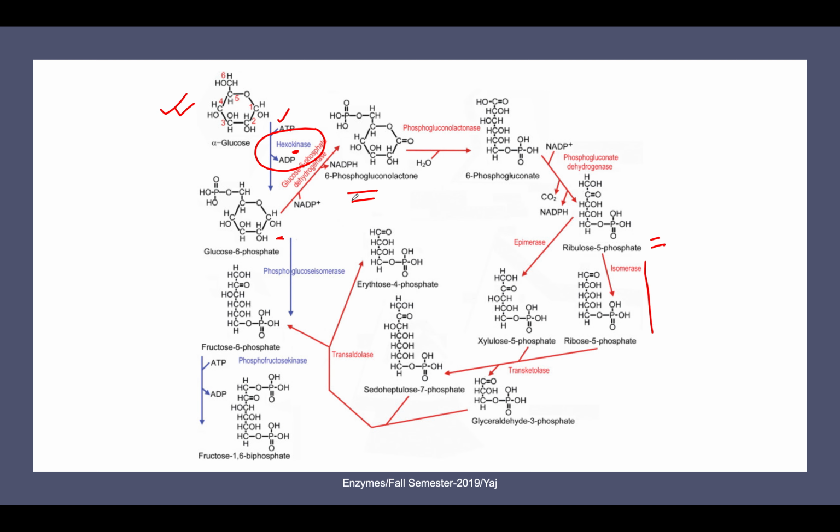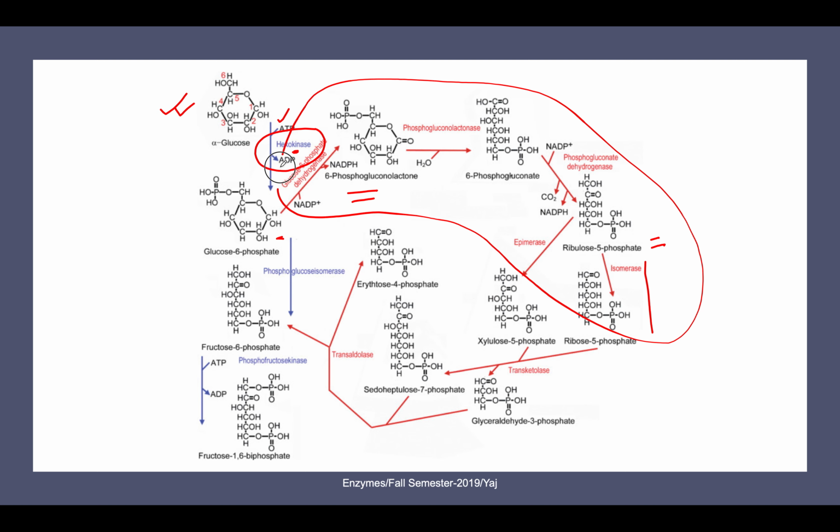So I would like you to focus only on this particular part of the pathway, because this is what is required for you. The rest of the pathway involves rearrangements and conversions between 6-carbon and 4-carbon intermediates, which is not of significance for you, and you don't need to remember any of the intermediates or the enzymes except for the enzyme transketolase, which we will talk about quickly as we end the lecture.